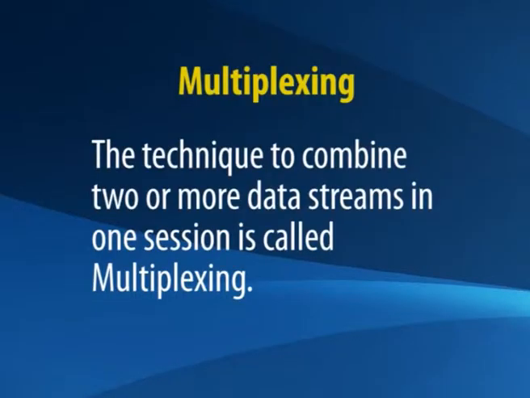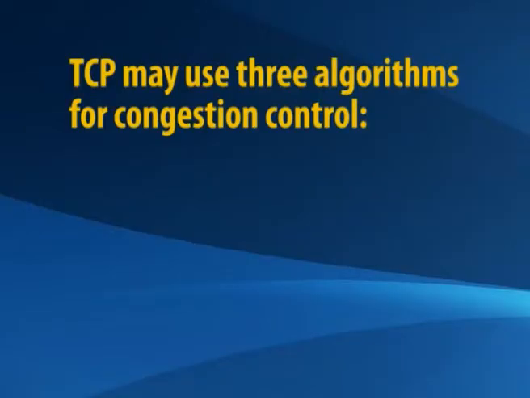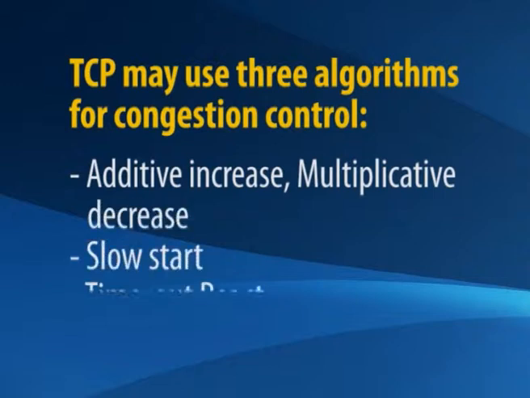Multiplexing. The technique to combine two or more data streams in one session is called multiplexing. Congestion control. When a large amount of data is fed to a system which is not capable of handling it, congestion occurs. TCP controls congestion by means of window mechanism. TCP sets a window size telling the other end how much data segment is sent. TCP may use three algorithms for congestion control: additive increase, multiplicative decrease, slow start, timeout react.